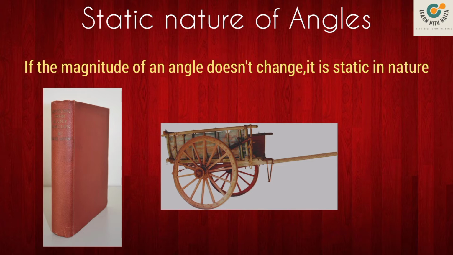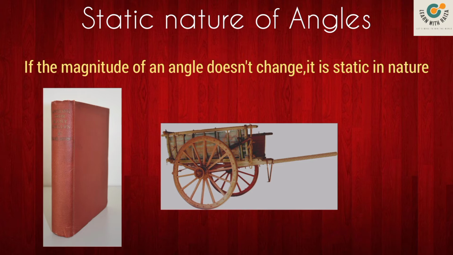Angles can be classified into two based on their nature. If the magnitude of an angle does not change, we say the angles are of static nature. You can see examples given here. There is a book. Look at the edges of the book. The angle between the edges of the book is a static angle. That magnitude will not change.